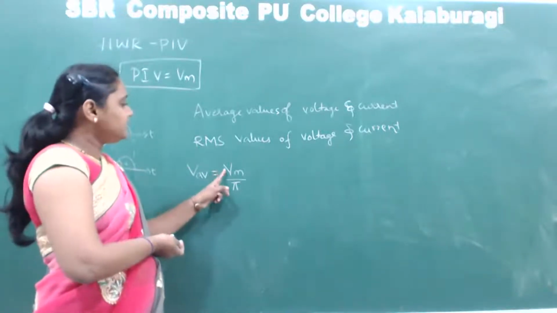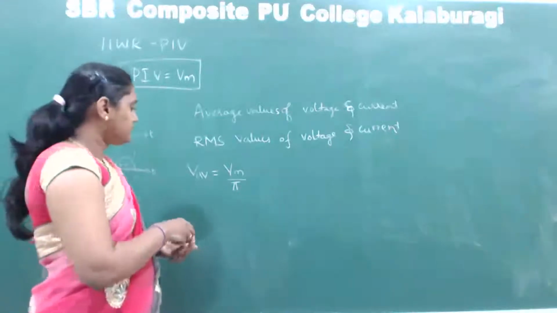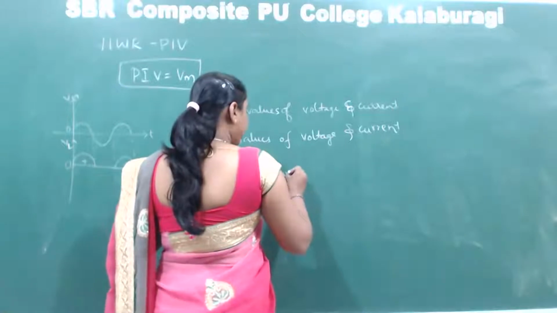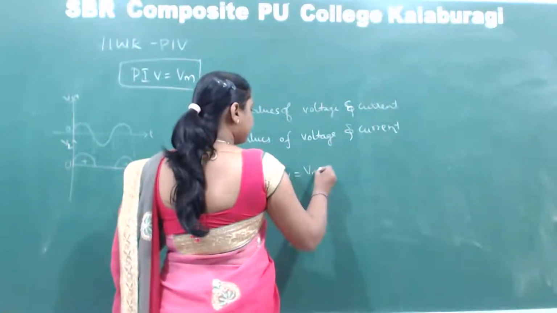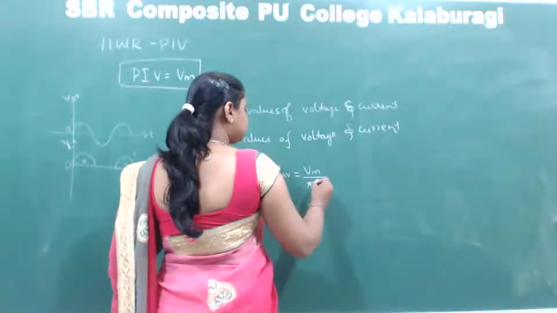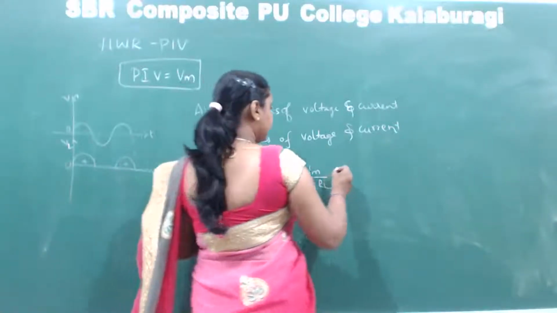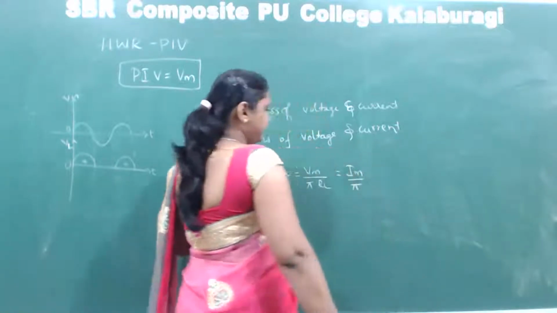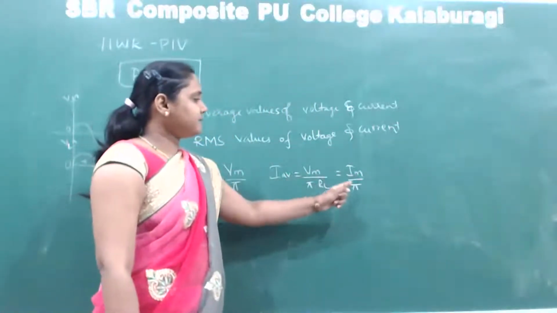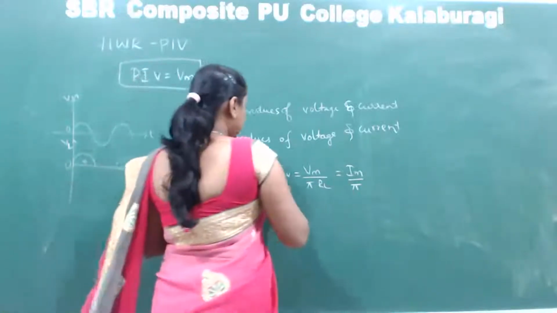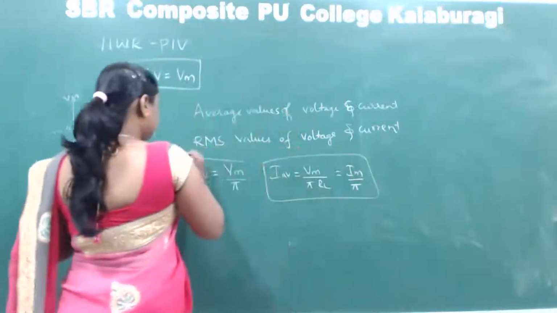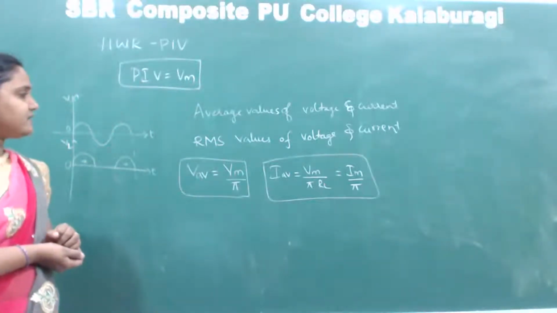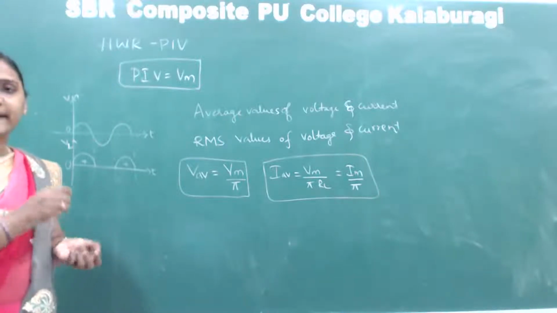It is given by what? Vm by pi. Clear? So what is the I average value? I average value is equal to Vm by pi into Rn. Otherwise simply it is Im by pi. Here, Vm by Rn is Im divided by pi. So these are the average values of voltage and current for a half wave rectifier.